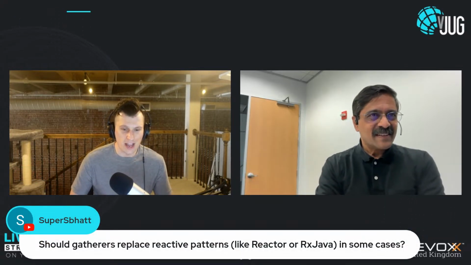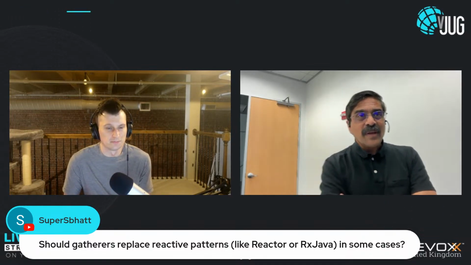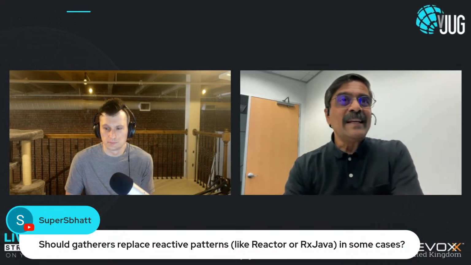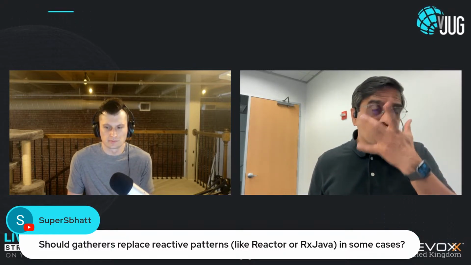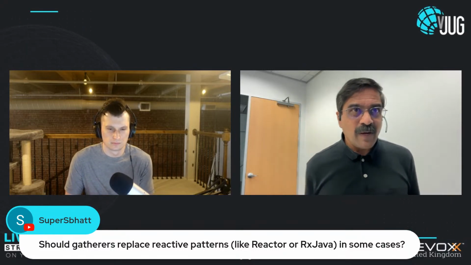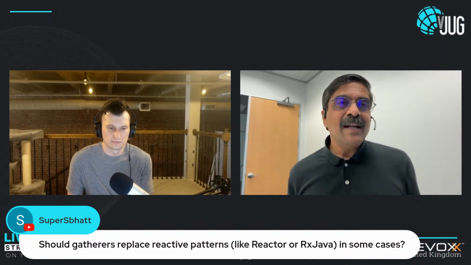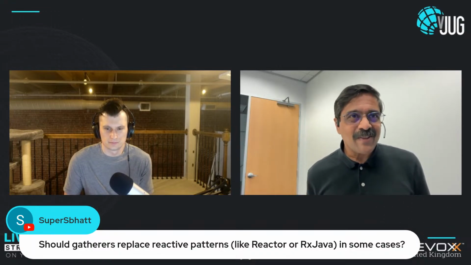There was a question a little bit back, from Super Spot: should gatherers replace reactive patterns like Reactor or RxJava in some cases? I don't think so. The reason is the reactive patterns are solving a completely different problem than this one. They address back pressure, they address asynchrony, so they are not really relevant here. If you really have a need for the reactive API, there could be other solutions that address that, but not gatherers itself.